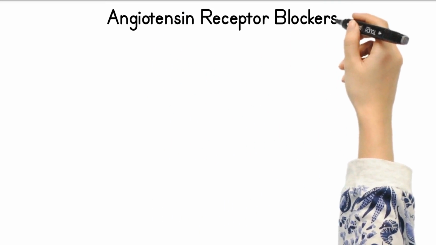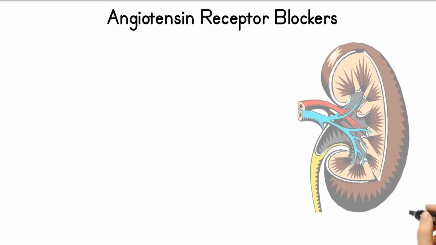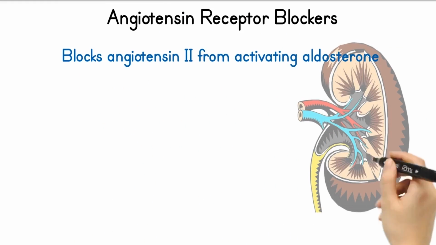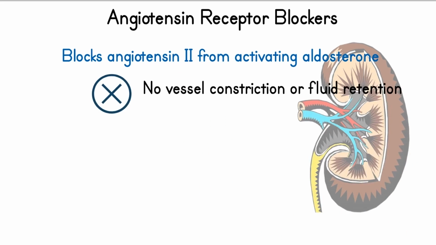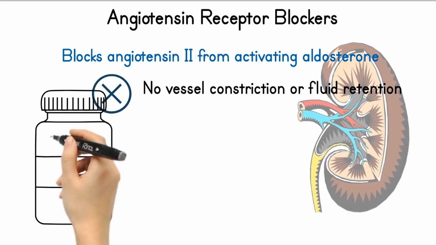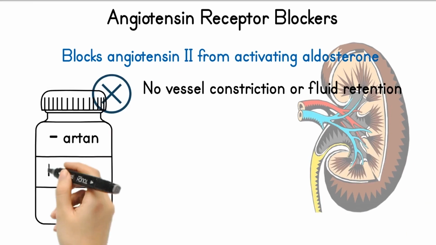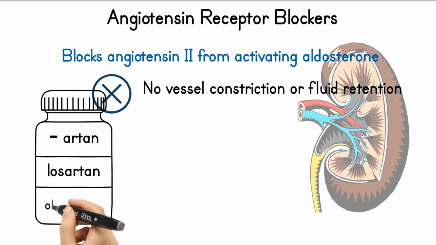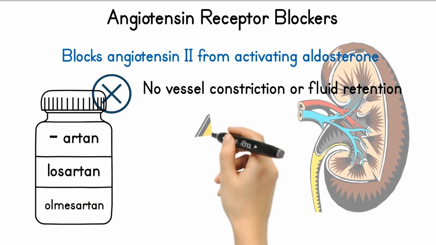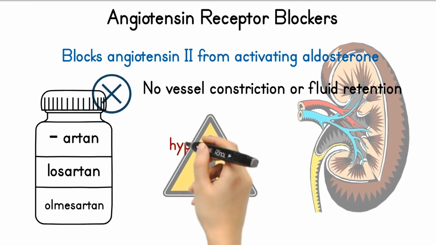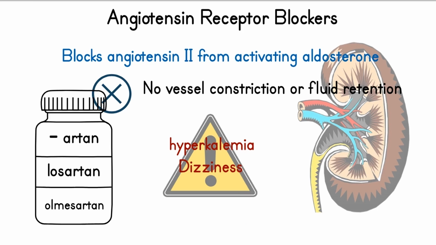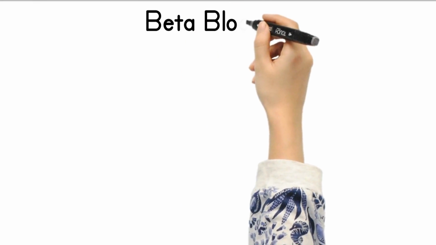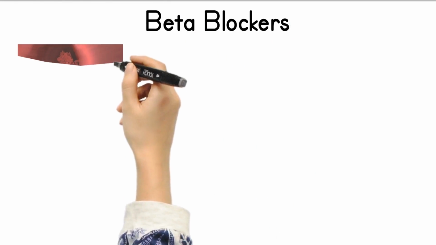Angiotensin receptor blockers. Angiotensin receptor blockers block angiotensin 2 from binding to a receptor and activating aldosterone, thus preventing vessel constriction and fluid retention. This class of drugs often ends in artan, such as losartan and olmesartan. Adverse effects are less likely and include a mild dry cough, much more unlikely compared to ACE inhibitors, a high potassium, and dizziness.